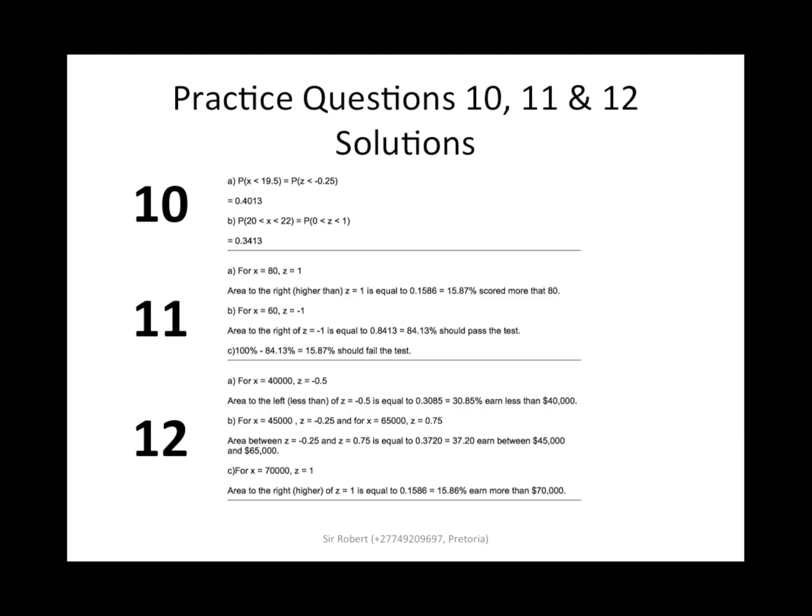If you solved them well, you are supposed to get these values. It's just the same procedure. For your x, you determine your z by subtracting the mean over the standard deviation, then you get something like this. Then for b, it's between, so you just do like what you did in the previous example. Then you get these ones. And for 11a, x is equal to 8. So you just do the same thing. But remember, you must read your questions carefully. And I think if you're able to follow through, you will be able to work this one out.